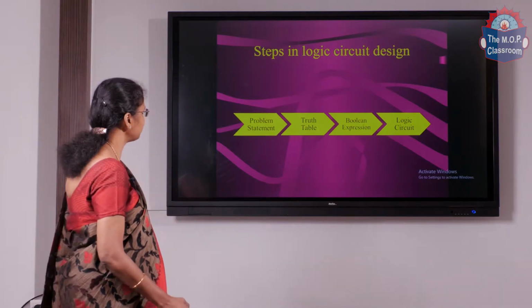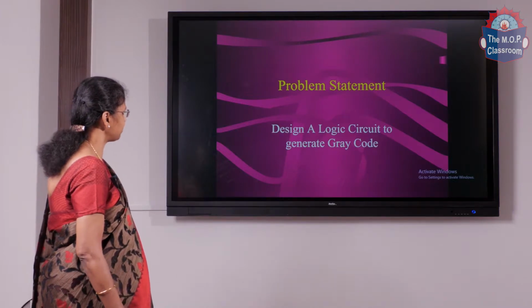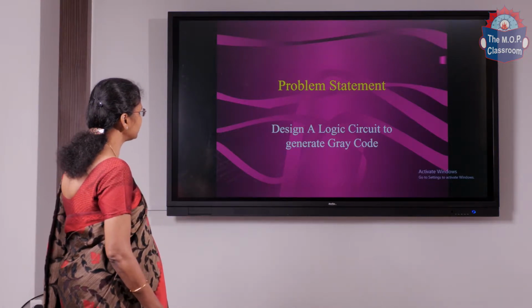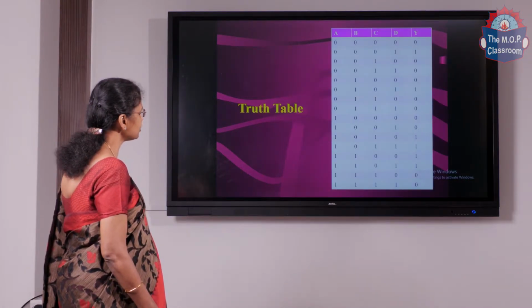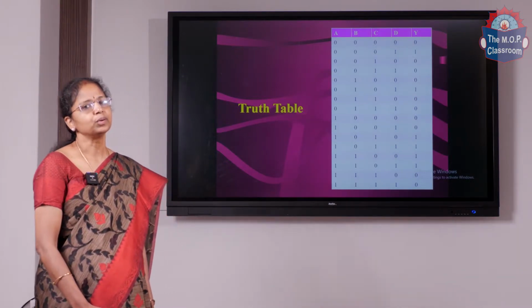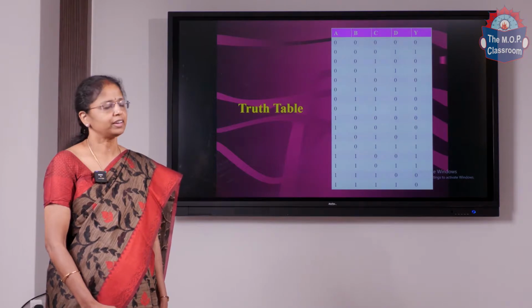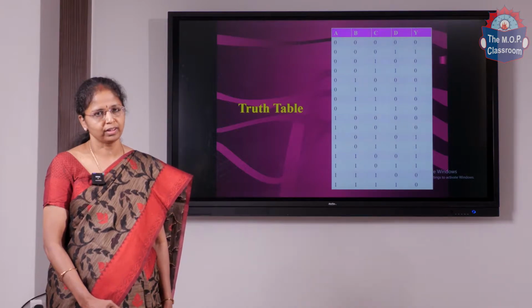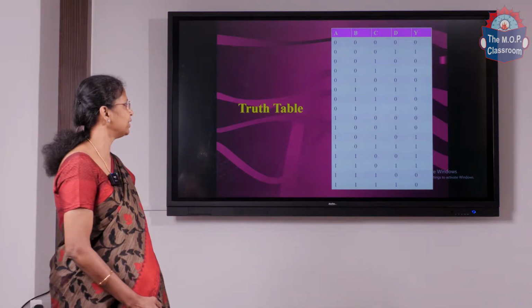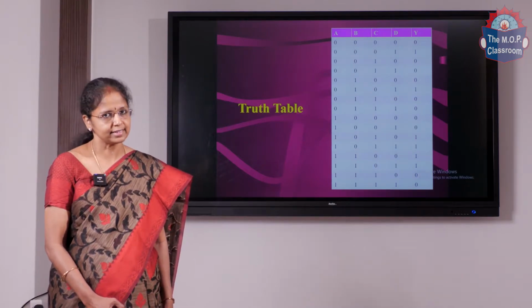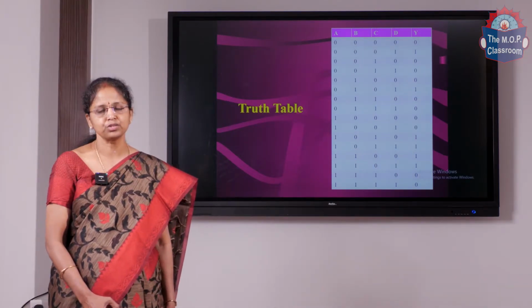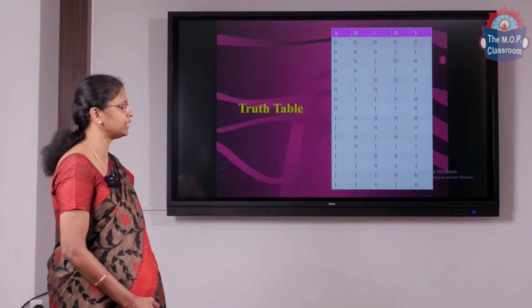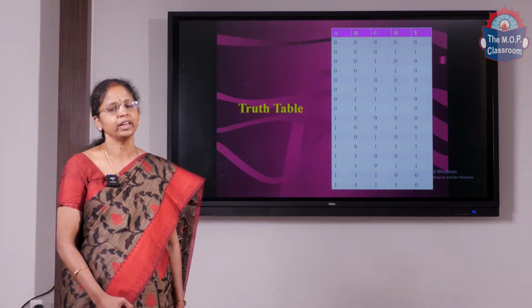Now, let us take an example. We have the problem statement: design a logic circuit to generate gray code. Next, we have to convert this into a truth table. This is the truth table for the circuit we are going to design for generating the gray code. This truth table has 4 inputs and 1 output. The 4 inputs are represented by the variables A, B, C and D. Whenever we have 4 inputs in the truth table, we have 16 different input combinations, and for each of these input combinations we have the corresponding output.